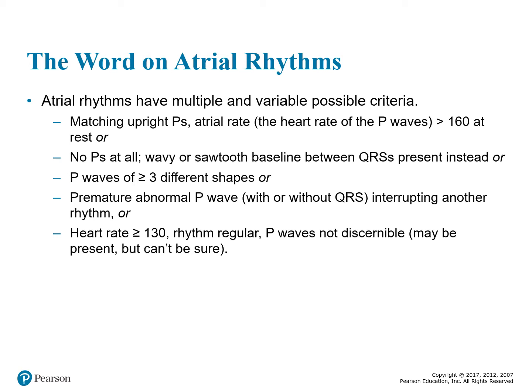Atrial rhythms are extremely variable in their presentation. Some rhythms have obvious P waves and others have no P waves at all. Instead, they may have wavy or fluttery baselines between the QRS complexes. Some atrial rhythms are regular and others may be completely irregular, even chaotic. Although most atrial rhythms are rapid, some can have a slower heart rate.